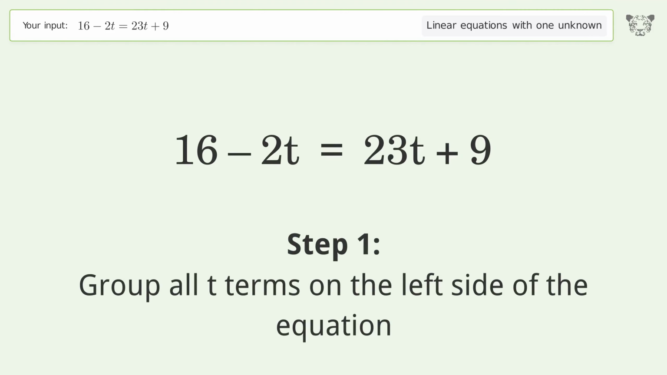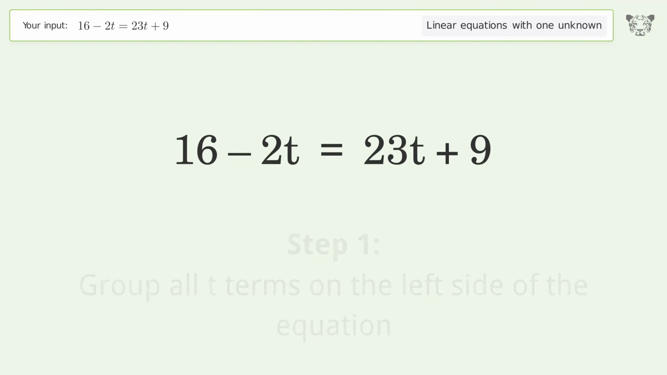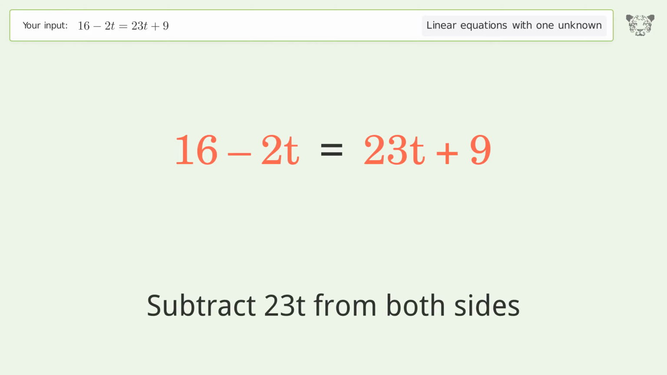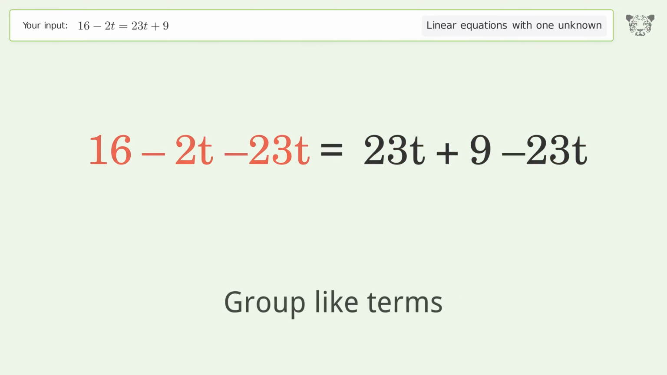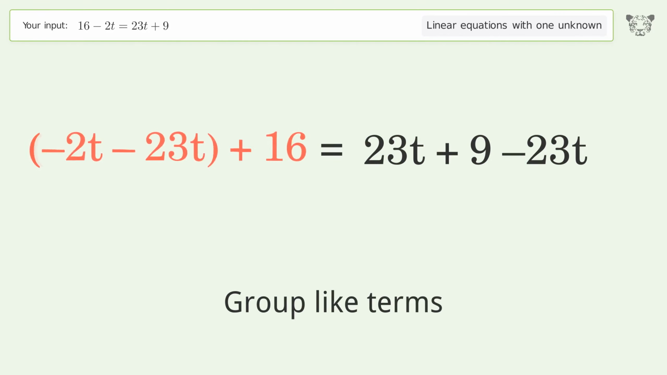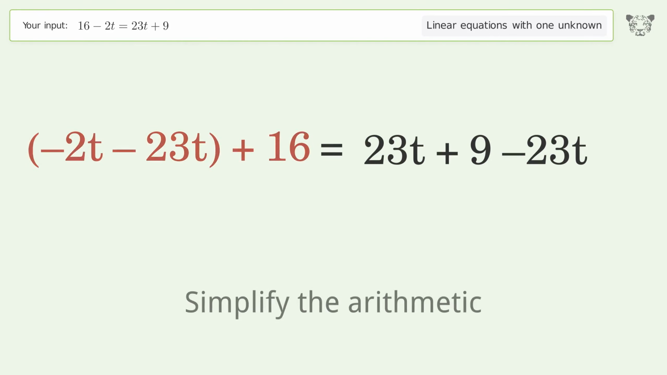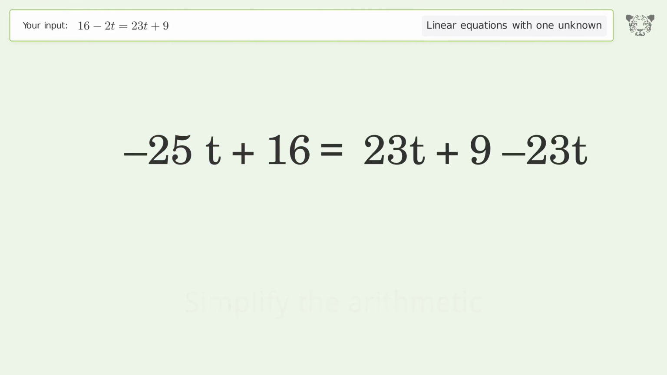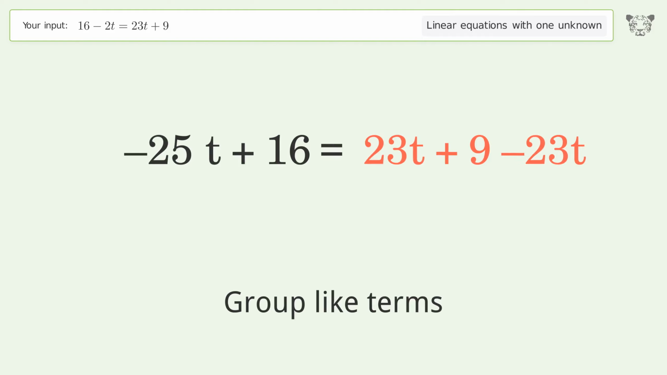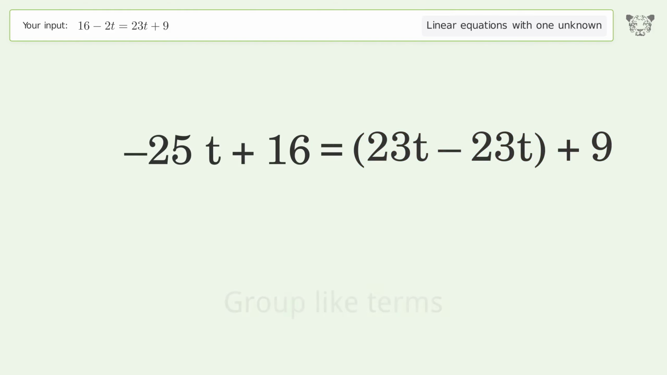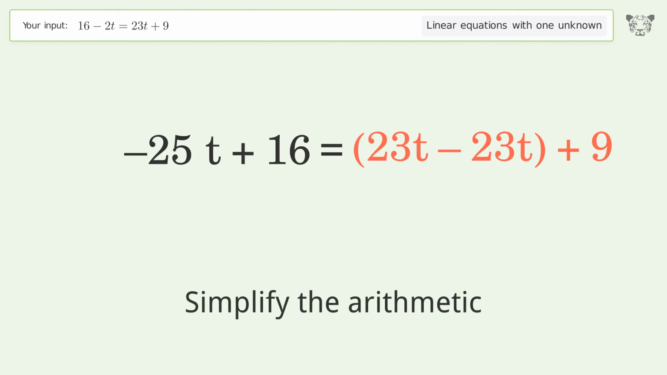Group all t terms on the left side of the equation. Subtract 23t from both sides. Group like terms. Simplify the arithmetic. Group like terms. Simplify the arithmetic.